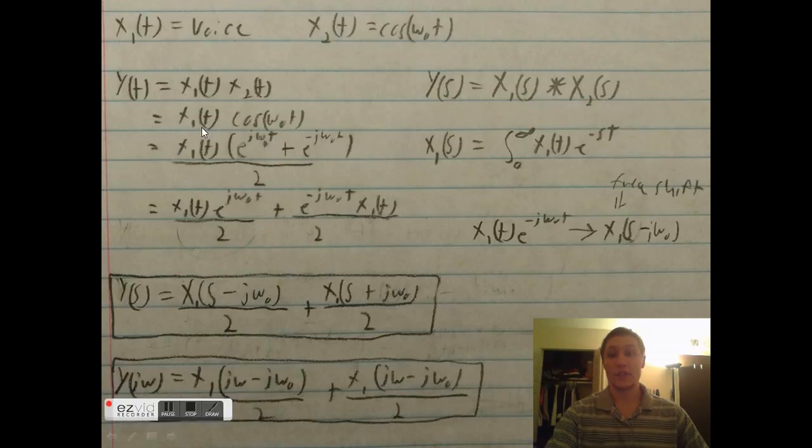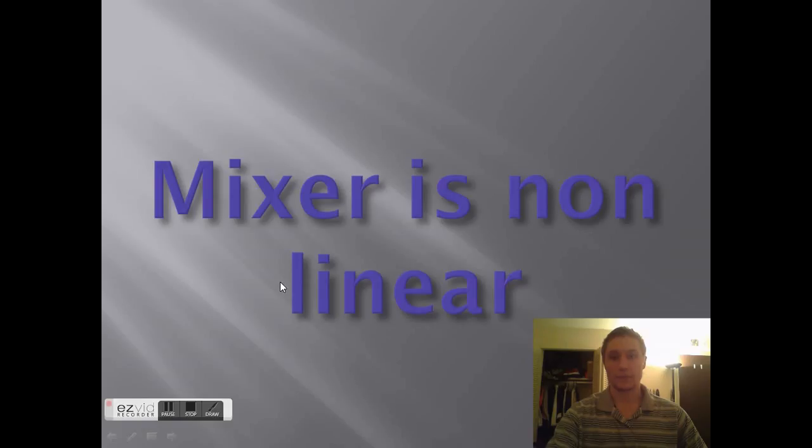Because you can factor in this x1 into both of those, you can look over here and see that x1 of t e to the negative j omega t is a phase shift in the frequency domain. So it's x1 of s minus j omega. In the frequency domain, you're going to have the same signal, but it's going to be split and moved into two different spots.